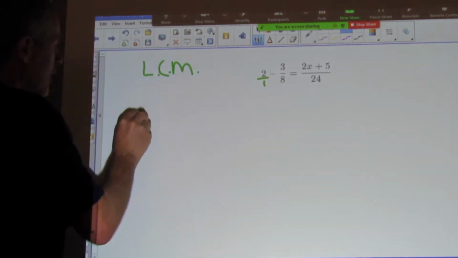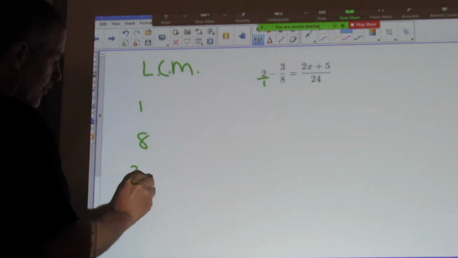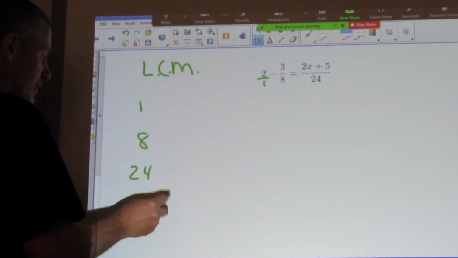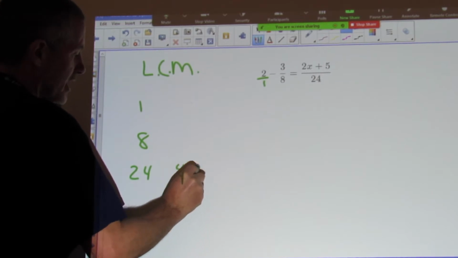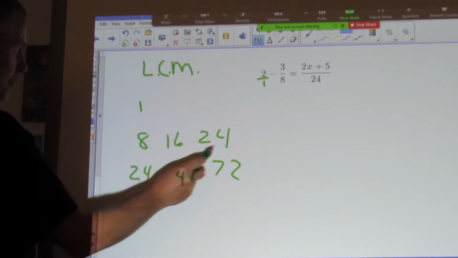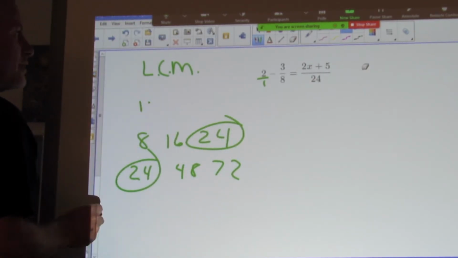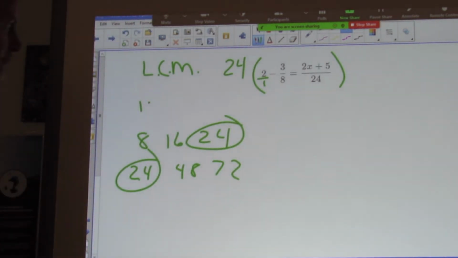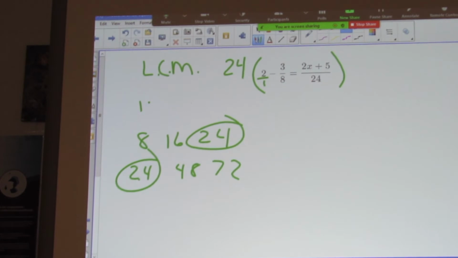I'm looking at a 1, an 8, and a 24. If I write out all the multiples of 1, that's going to take me a long time. So I'll start with my biggest one. I'm going to get 24, 48, 72. 8, 16, 24. 1 will go into 24. That's the number I want. So whatever strategy it is that you need to come up with that particular number, most of us will see this 8 and 24 and decide it's 24 instantly. If you need a list, there's nothing wrong with using a list.